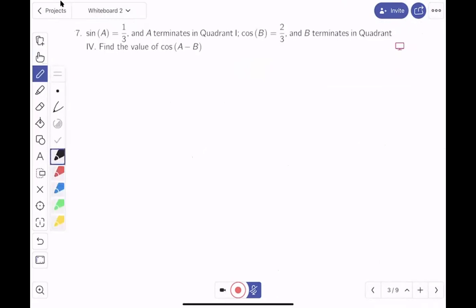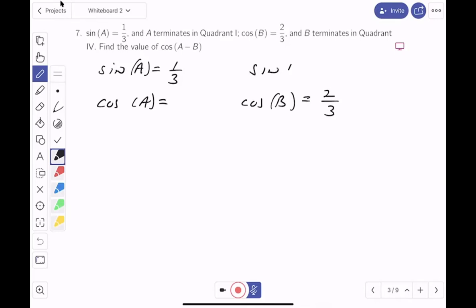So I'm going to write down sine of A is 1/3. And I'd like to know what the cosine of A is. We'll get that later. They also know the cosine of B is 2/3. And I'd like to know what the sine of B is. Now here's a problem over here. I need to know where A and B are. So let's talk about it.